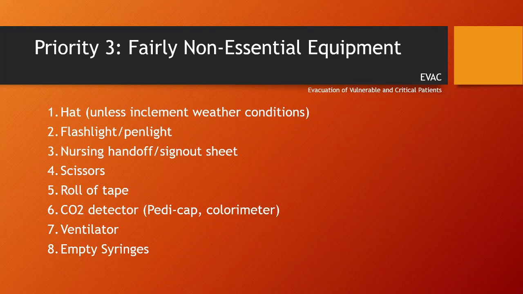Fairly non-essential items identified were a hat, a flashlight or pen light, nursing handoff or sign-out sheet, scissors, a roll of tape, a CO2 detector, ventilator, and empty syringes.